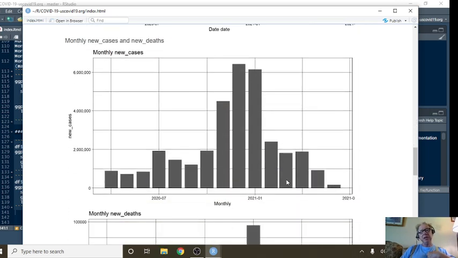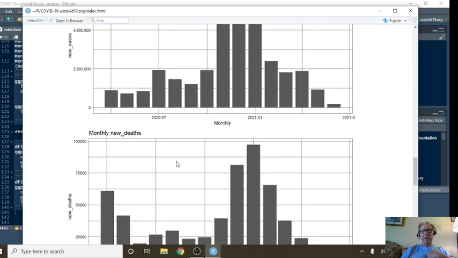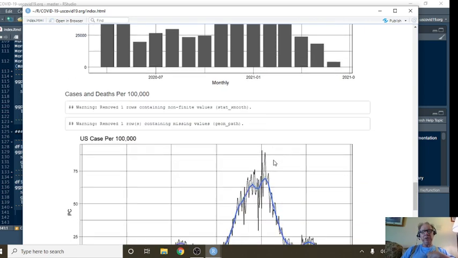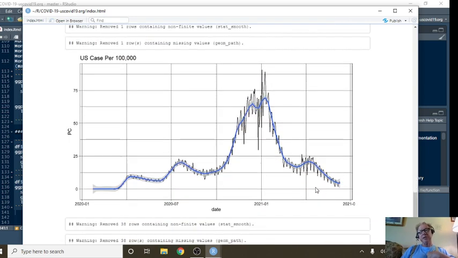Okay, this is monthly cases. You can notice here last month how it was the lowest since all the way back over here. Monthly deaths. Look at this nice 4-month declining pattern in monthly deaths. So that's good news. And this is the number of COVID-19 cases per 100,000 people in the U.S.